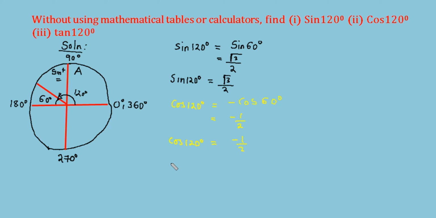Finally, tan of 120 degrees is equal to tan of 60 degrees. But don't forget that in the second quadrant, tan is negative. And tan of 60 degrees is equal to root 3 over 1.